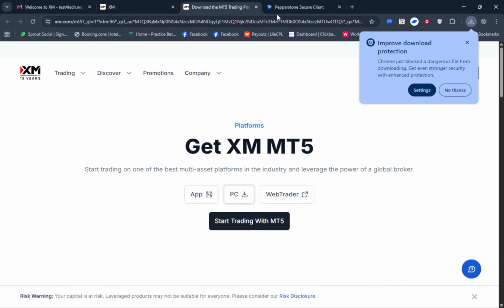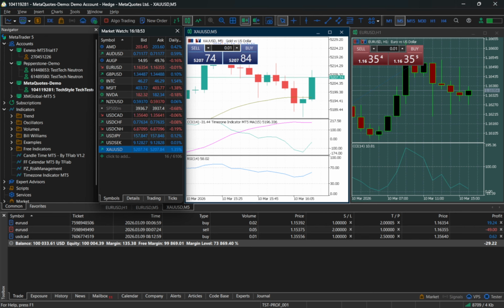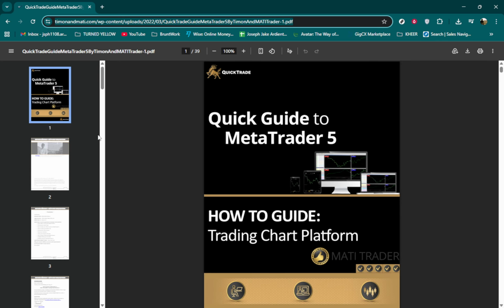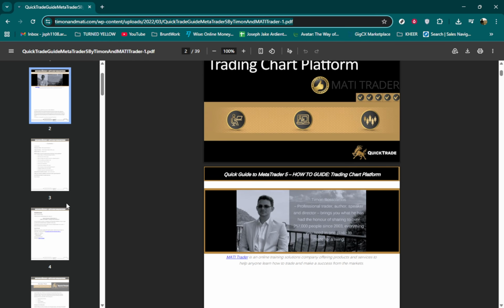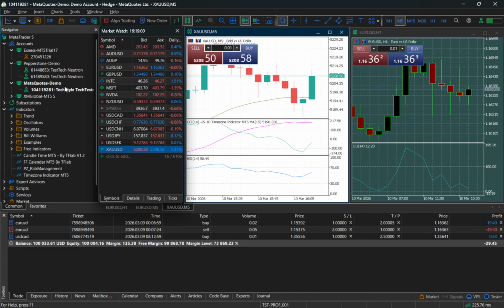The guide starts with the platform basics. When you launch Metatrader 5, you'll see Market Watch, which lists instruments and their live bid and ask prices. This is where you can add symbols you want to trade. The chart window is your main workspace, showing price action for the selected instrument. The Navigator panel helps you access your accounts, indicators, and expert advisors in one place. At the bottom, the terminal shows your open positions, pending orders, account history, and alerts. Knowing where these panels are makes everything else easier.